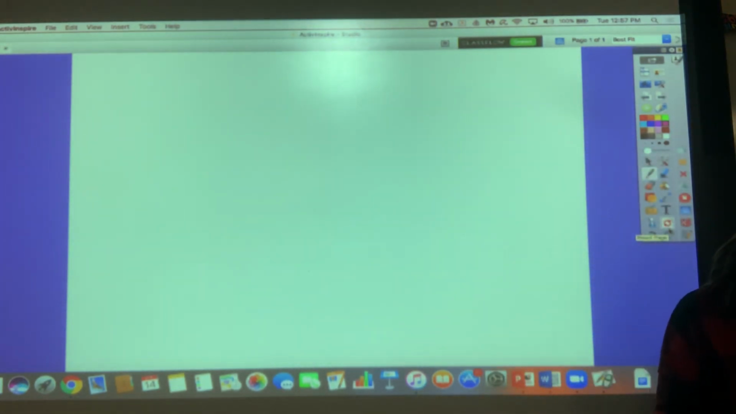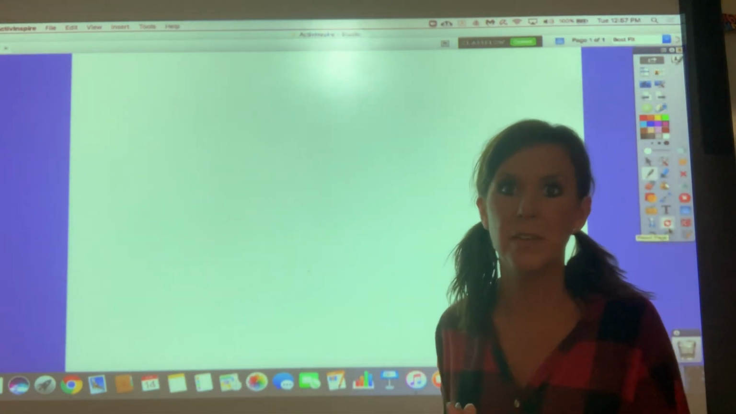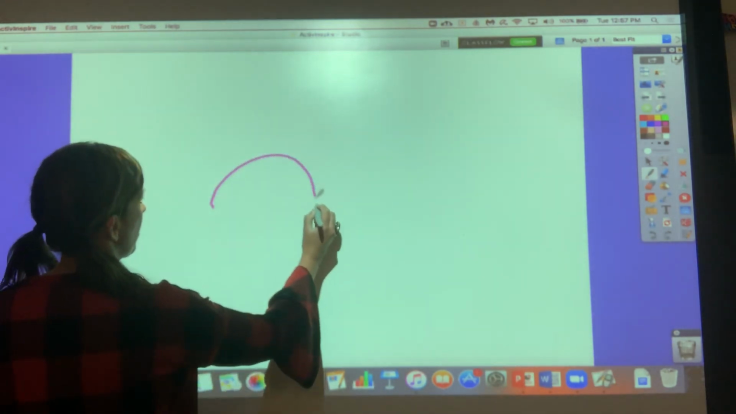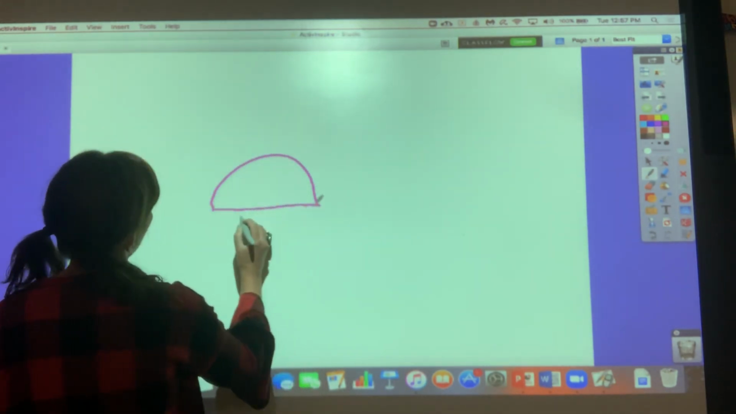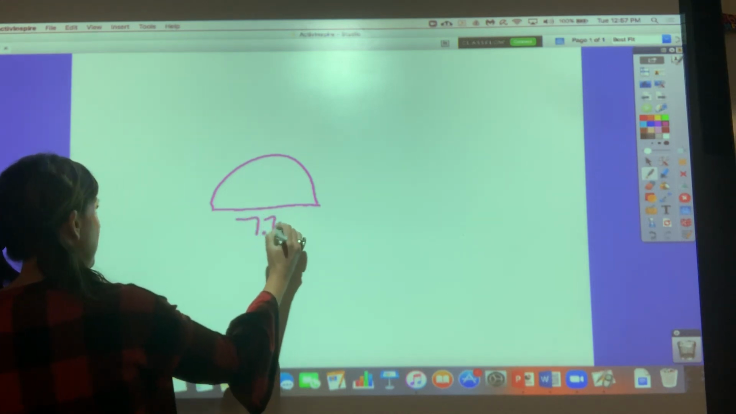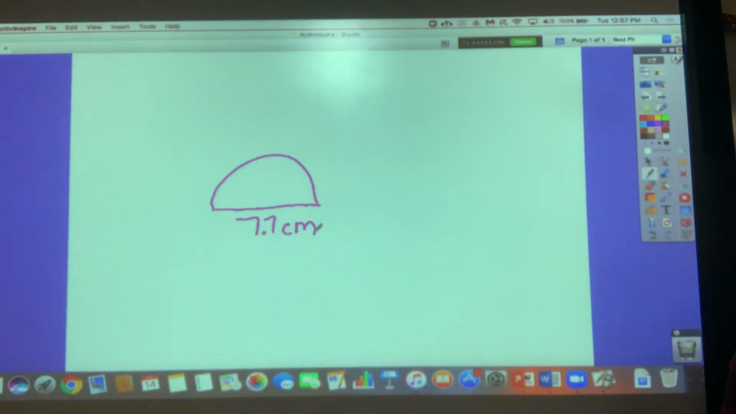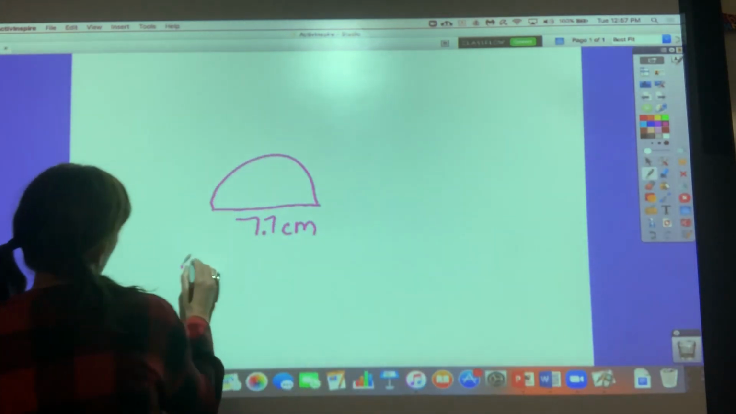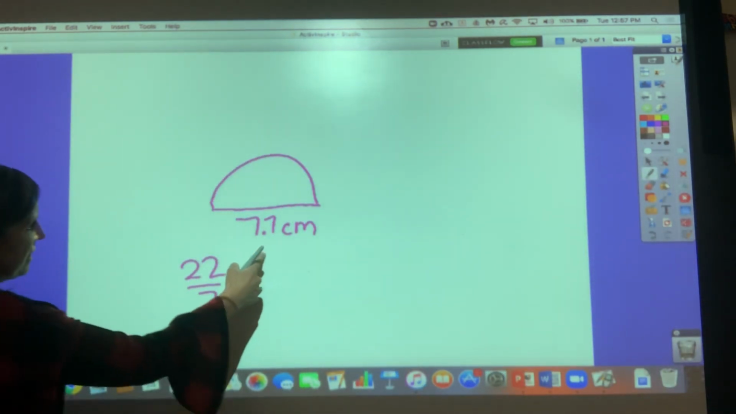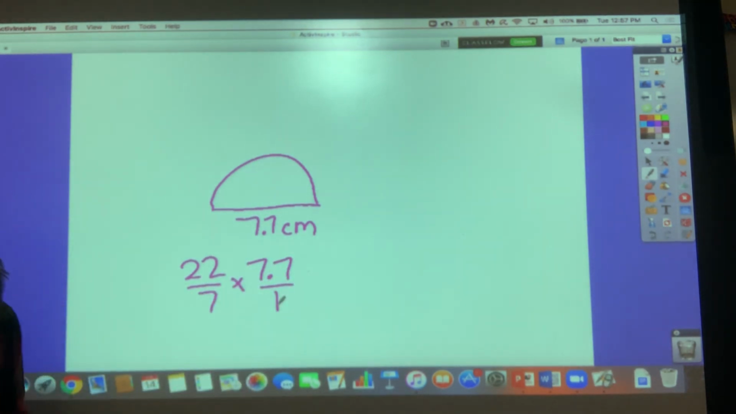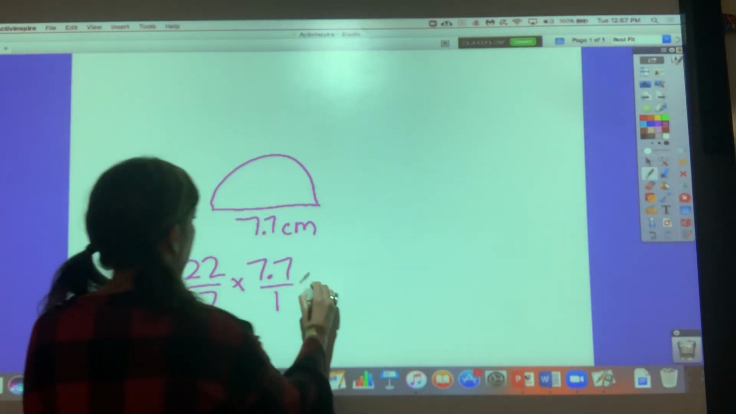And I'm going to show you how, even if it has a decimal in it, you don't need to let a decimal freak you out. You can still cancel with decimals as well. So let's look at this problem. So we're going to have another semicircle. Okay, and this is going to be 7.7 centimeters. Okay, so we know that it's pi, which we're going to use 22 over 7, times the diameter, which is 7.7. Okay, again, because it's only half a circle, we're going to multiply by half at the end.